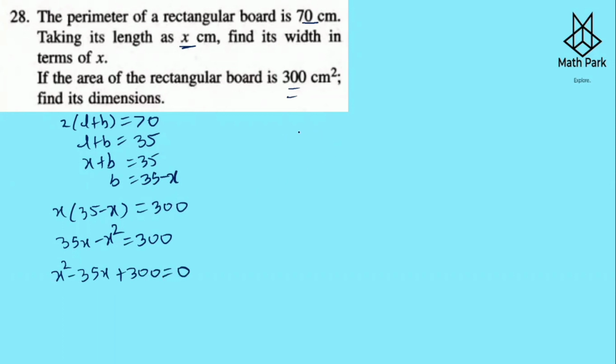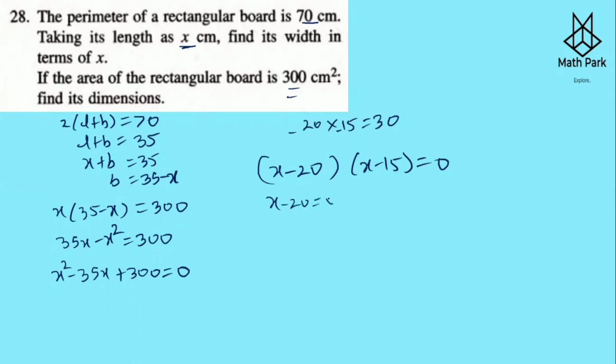So you get, factorize this, factors of 300. So it is 20 times 15 is 300. So minus 20 times minus 15 is 300. So we get the factors as x minus 20 into x minus 15 is equal to 0. So if x minus 20 is equal to 0, you get x is equal to 20. And if x minus 15 is equal to 0, you get x is equal to 15. So the dimensions are 20 and 15.